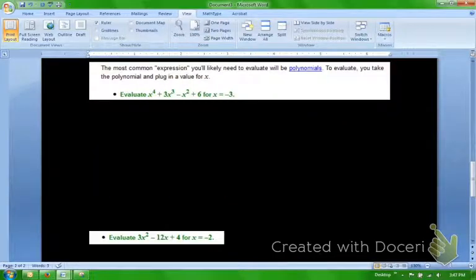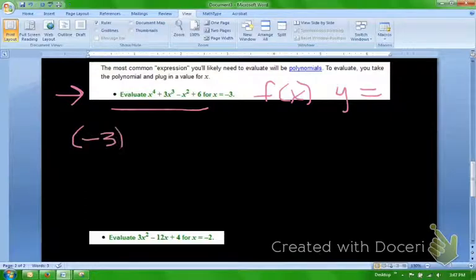More of what we'll be doing is evaluating polynomials, which looks something like this. And they will give you the polynomial, and it will often be in the form f of x or y is equal to, and they give you the value. So x to the 4th plus 3x cubed minus x squared plus 6 for x equals -3. So use parentheses, it helps a lot.